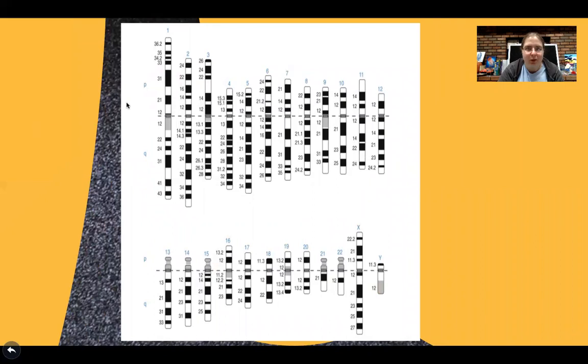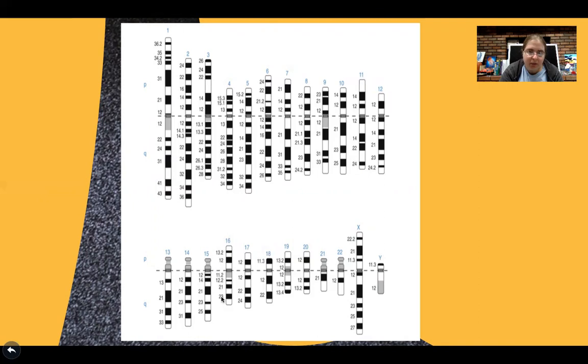So these are the chromosomes. We have 1, 2, 3, 4, 5, 6, 7, 8, 9, 10, 11, 12, 13, 14, 15, 16, 17, 18, 19, 20, 21, 22, and X and Y. So you'll notice that this dotted line is showing you where the centromere would be located for all of them. P's are on the top, that's the short arms. Q's are the bottom, that's the long arms. So short arms above the centromere, long arms below. You can see we have the satellites right there.